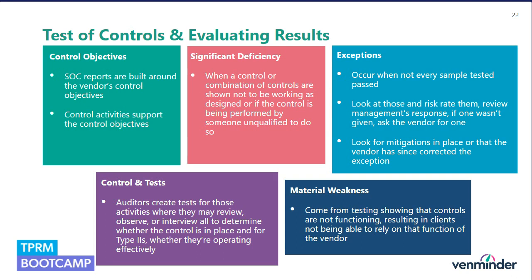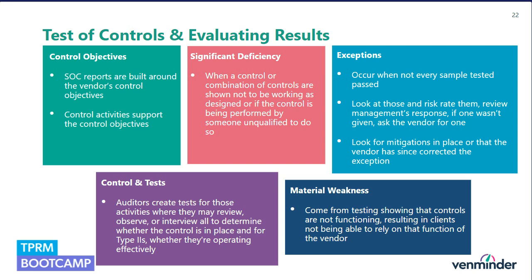All right, let's look at the actual audit part of a SOC report. SOC reports are built around the vendor's control objectives. These are overall goals for a function. Control activities support the control objectives, and auditors create tests for those activities where they might review, observe, or even interview, all to determine whether the control is in place, or for Type 2s, whether it is operating effectively. If that testing doesn't go well, or if there's nothing to test, then the exceptions occur, and in more severe cases, you'll find significant deficiencies and material weaknesses come into play.